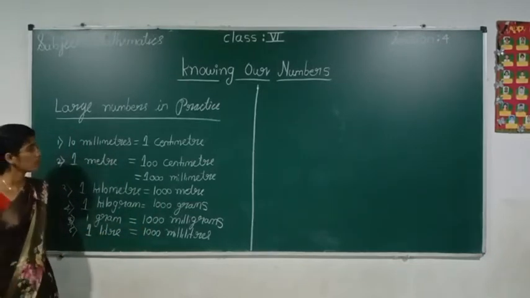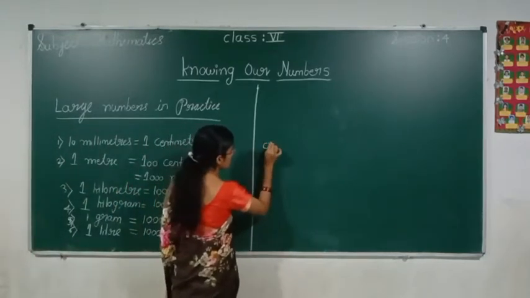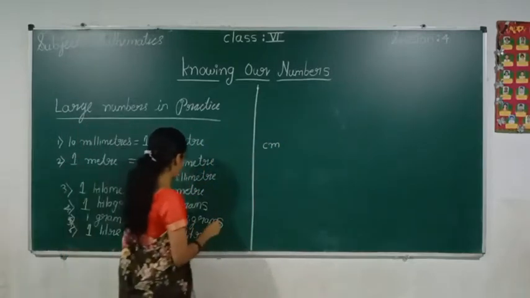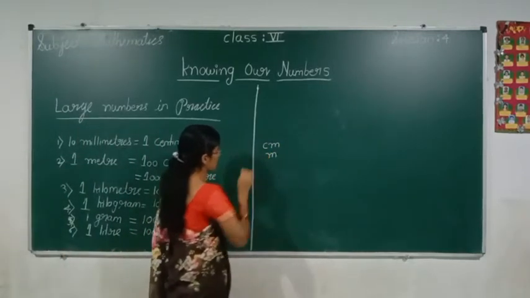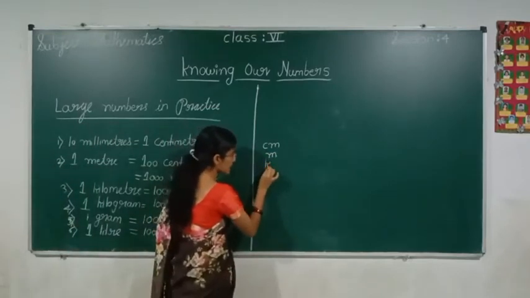Now see, students, centimeter in short form we can write as cm, and meter you can write as m. Kilogram, instead of writing it in full, we can write kg.